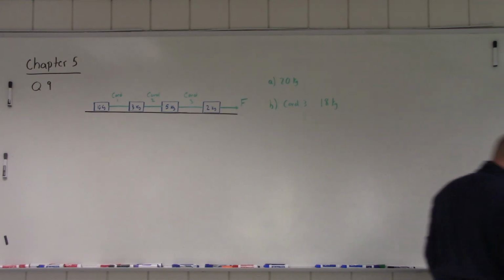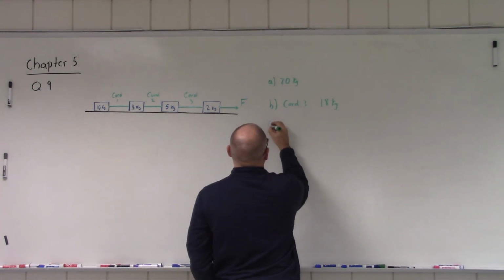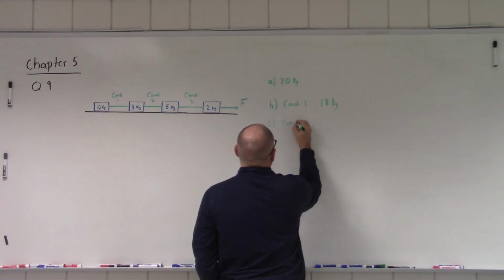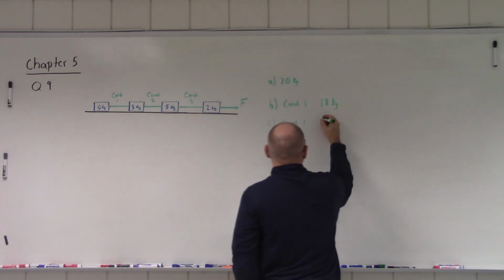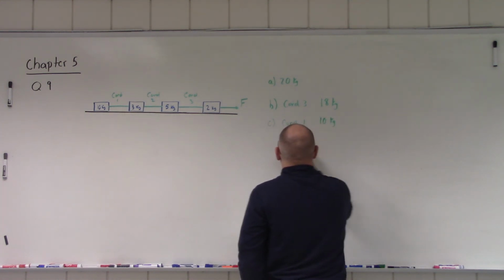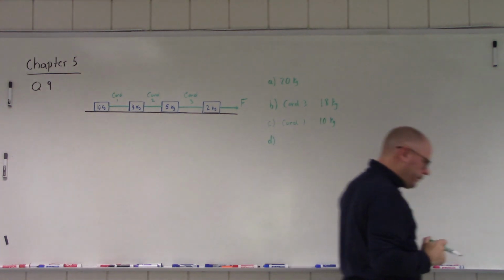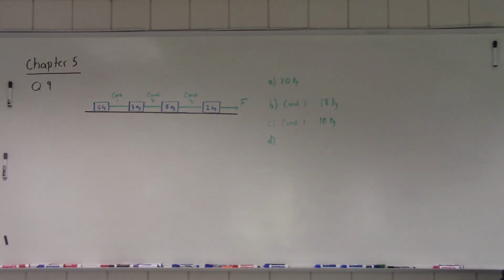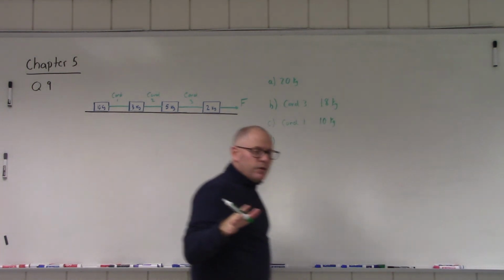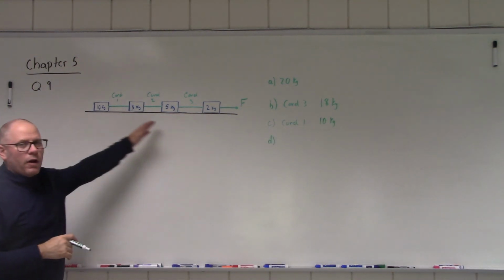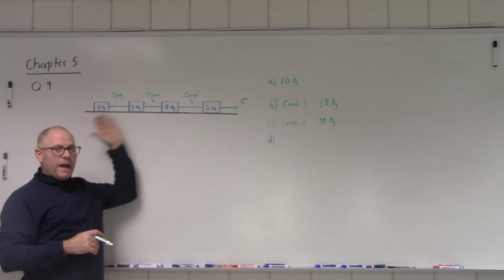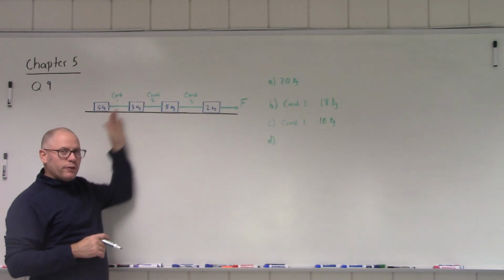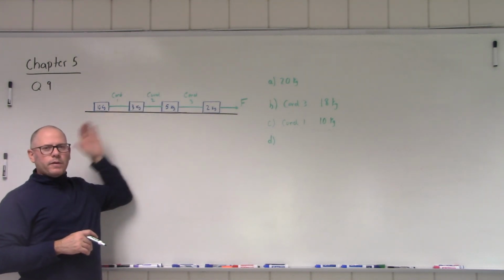It also asks about cord 1. We'll look over here at cord 1. Cord 1 is only pulling this one to the right, so 10 kilograms. Okay. D says, rank the blocks according to their accelerations, greatest first. So this is a little bit of a trick question here because they're all connected by a string, which means that if any of them were lagging behind, the string would pull them harder. If any of them got too far, the string would go slack and they would slide back.